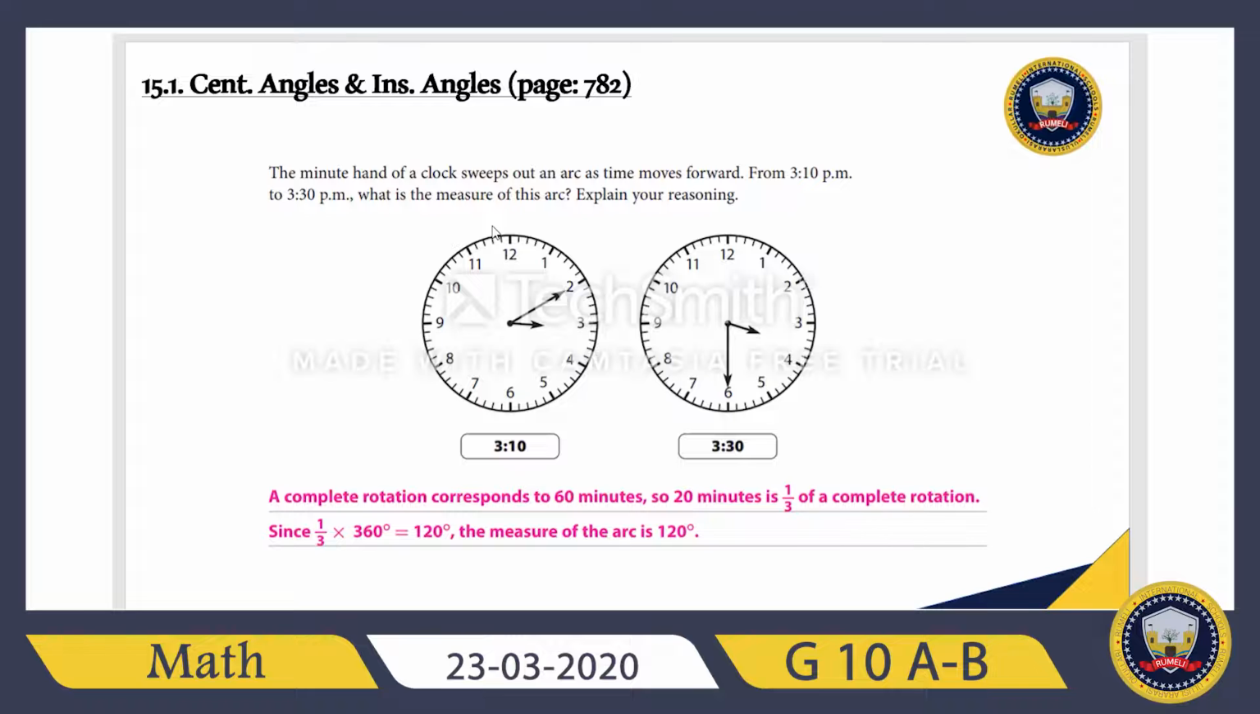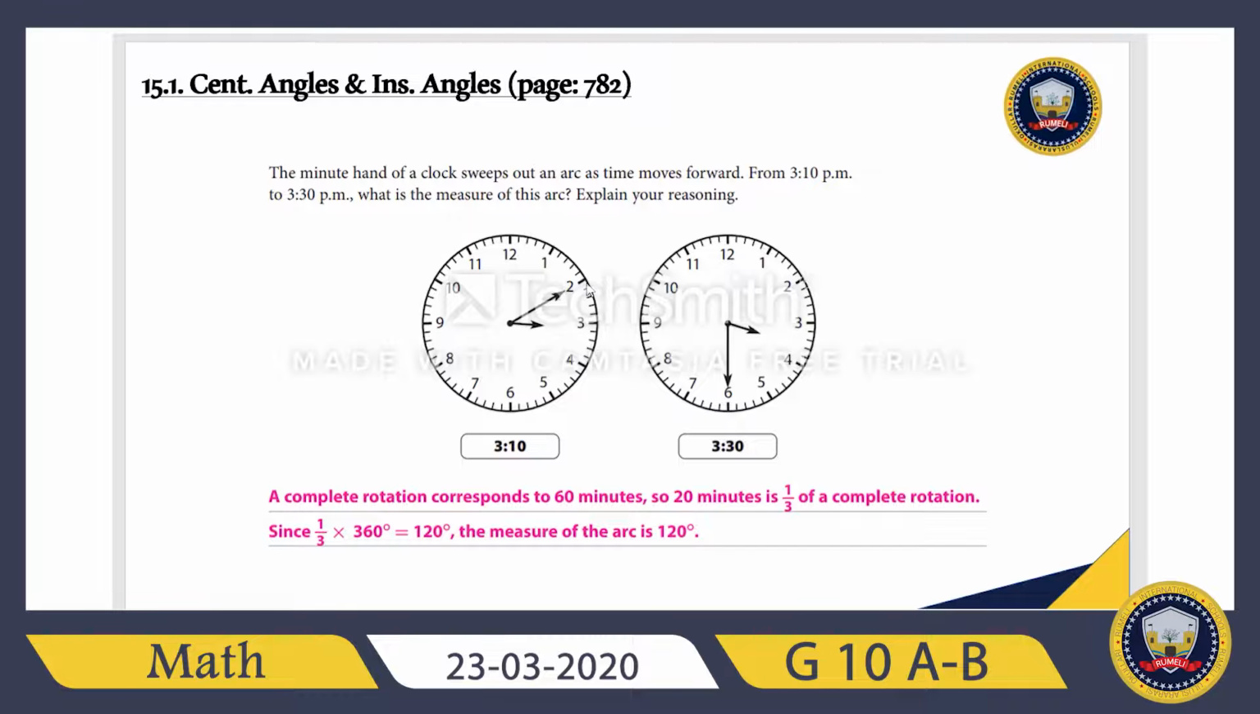Let's take another example here. Look, these are two clocks. The minute hand of a clock sweeps out an arc from 3:10 p.m. to 3:30 p.m. Here, my minute hand moves from this position, from 3:10 to 3:30. So the question is, what is the measure of the arc that my hand made?